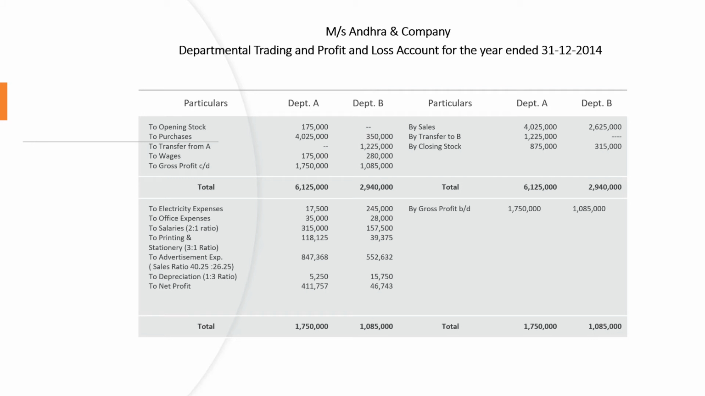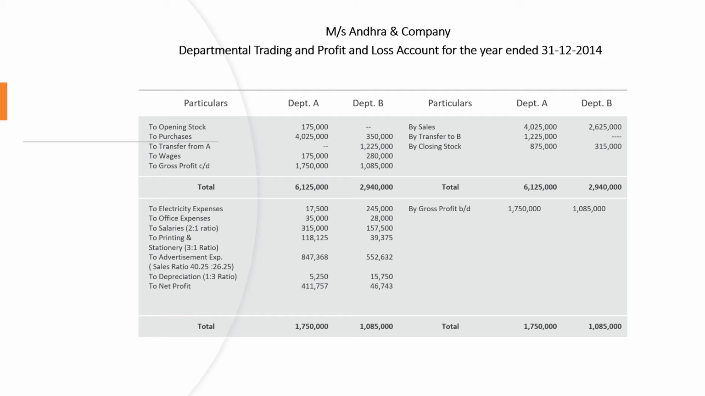So let's start. See, the two opening stocks, then two purchases, then transfer from A. Goods were transferred from department A to B. Then how will you record that? For department B, that is a purchase, and for department A, that is a sale. So by transfer to B, department A, that is a sale. Like the two wages, then by sales 4025 directly given, then by transfer to B, then closing stock which was given.